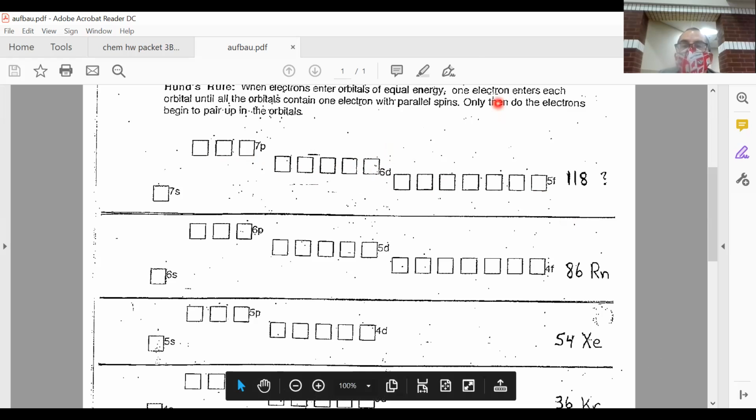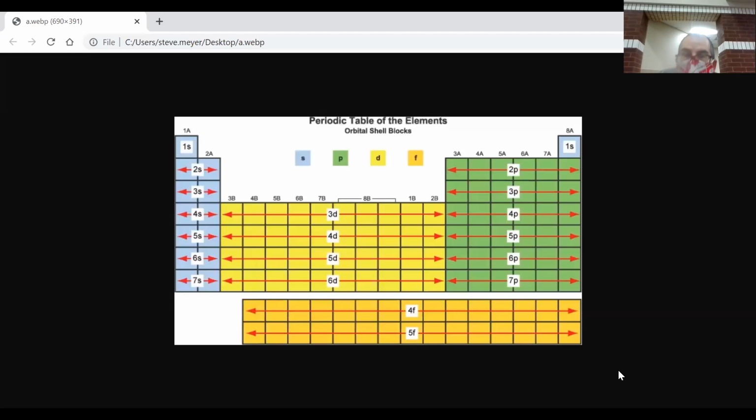How does that compare to the periodic table? Let's take a look at that. And let's see if we can share this here. This works the same way. It's just a different visual for how that goes.